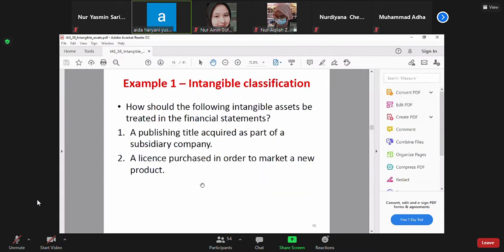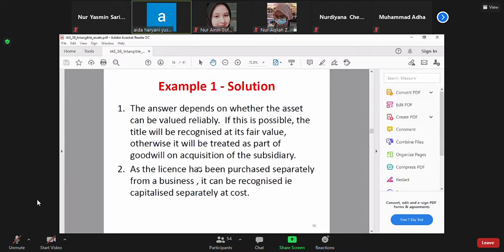But as for number 2, here, they may purchase a license to market a new product. So as the license has been purchased separately from a business, it can be recognized, capitalized separately as cost. Contohnya, sekarang banyak kes COVID kan. Jadi salah satu company ni, let's see, dia nak apply untuk license buat PPE. Saya bagi contoh ya. Buat PPE punya equipment. So dia kena minta license. Dia adalah bukan company yang sebelum ni produce PPE. Tapi tiba-tiba dia nak produce PPE.